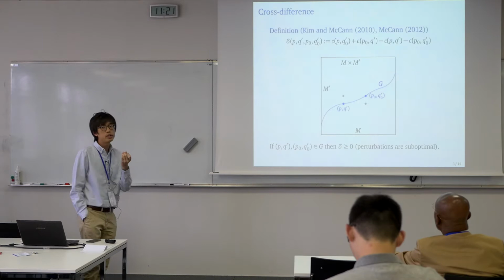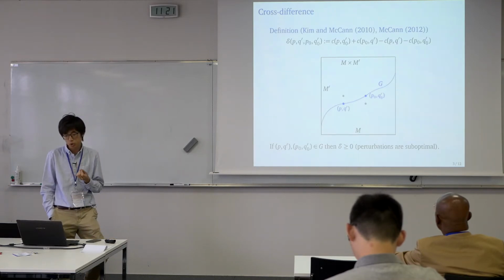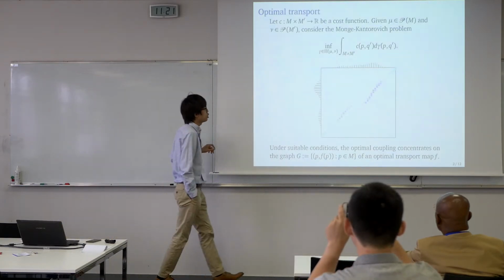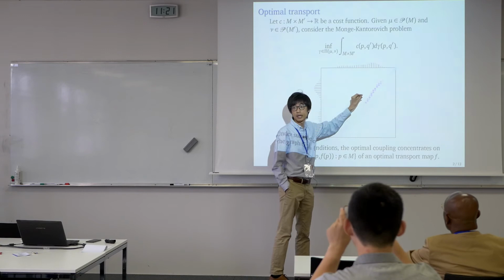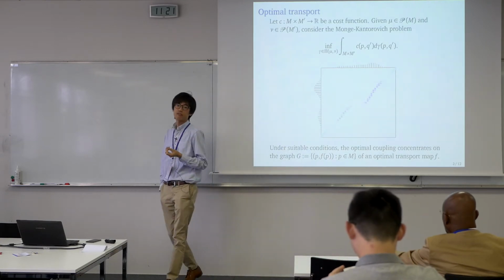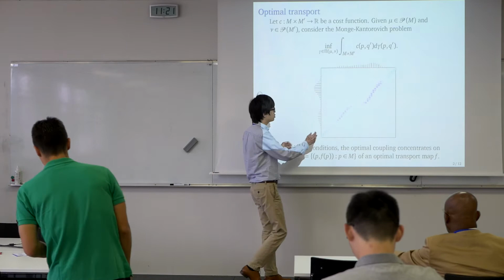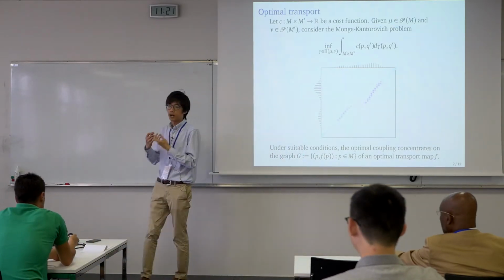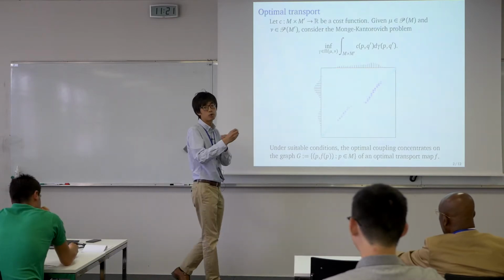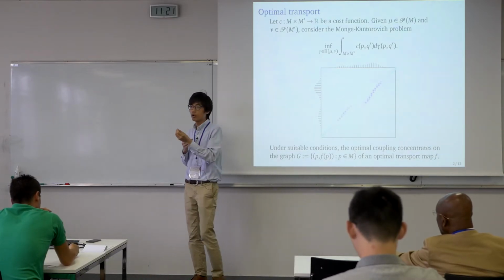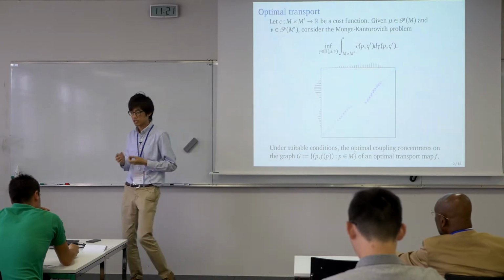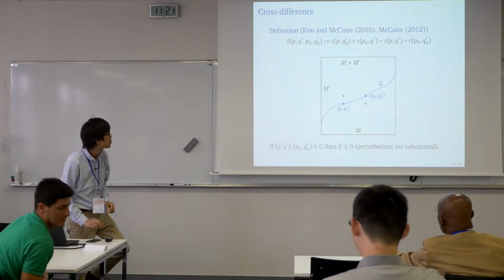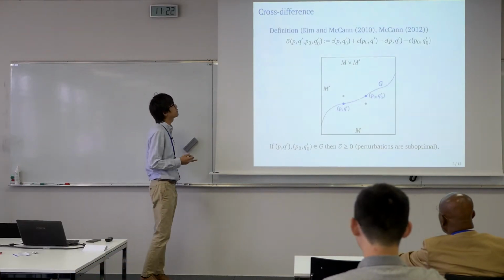One way to look at the optimal coupling is to use the cross difference introduced by McCann. Here's the intuition. Suppose that this is the optimal coupling. Suppose I want to move the masses around to get another coupling. The optimality of this coupling means that no matter how I perturb the mass of the coupling, I always get a higher cost. This is the intuition of the optimal coupling.